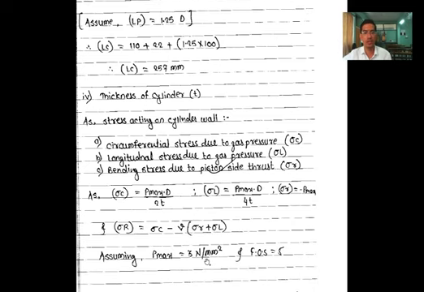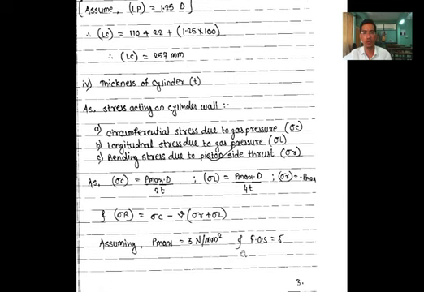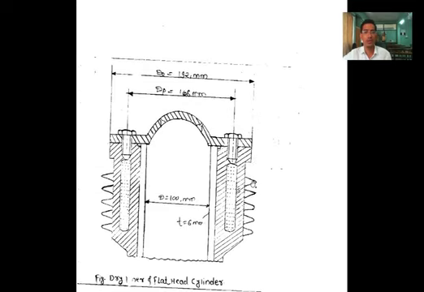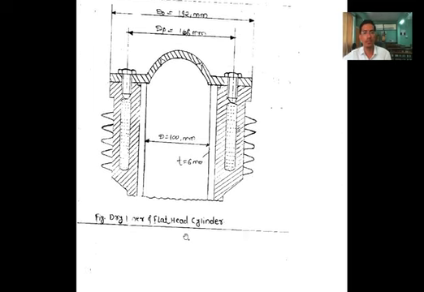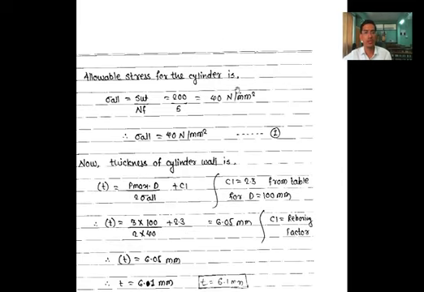Assuming the maximum pressure is 3 Newton per mm square, the factor of safety is given as 5. Next, we draw the cylinder diagram using the dimensions calculated below: a bore diameter of 100 mm and a thickness calculated as 6 mm. The allowable stress for the cylinder is sigma allowable equal to SUT upon NF. Sigma allowable is the allowable or permissible stress, SUT is the ultimate tensile strength, and NF is the factor of safety.